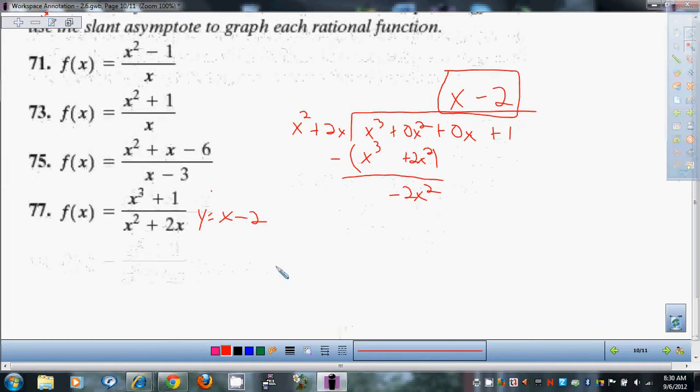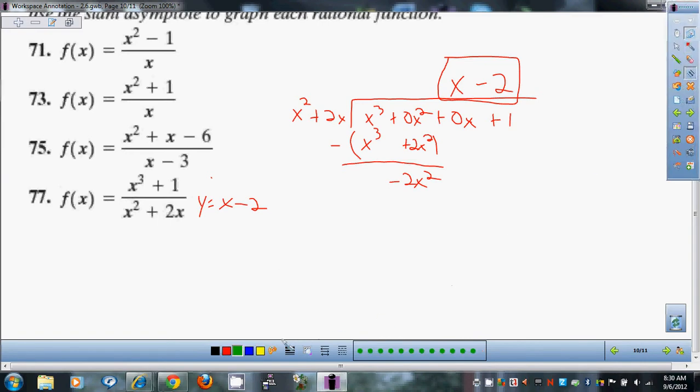And here's what that would look like. I'm going to quick sketch this function. Oh, dang it.